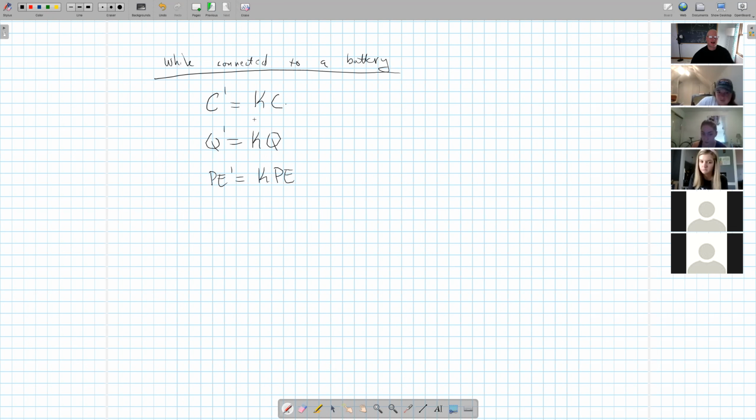So when I insert the dielectric while it is connected to the battery, again, the capacitance goes up, the charge goes up, and the energy stored all go up by an amount of the dielectric constant, but the potential difference stays the same. Okay. Now, the reason that the potential difference stays the same is that the potential, again, is being fixed by the battery itself. So in this case, it can't change because it's being fixed by the battery.